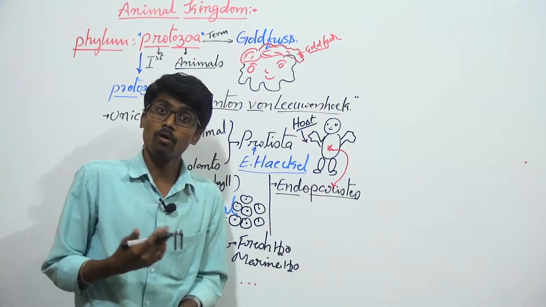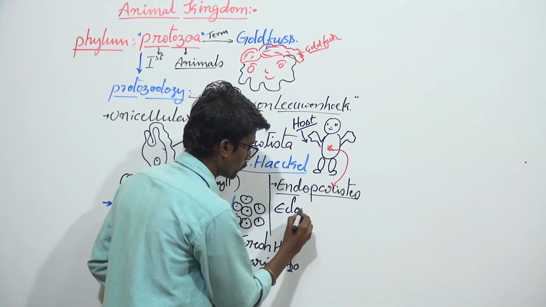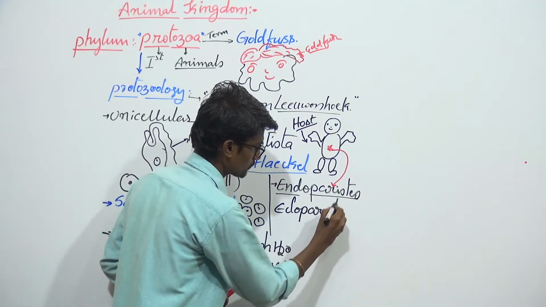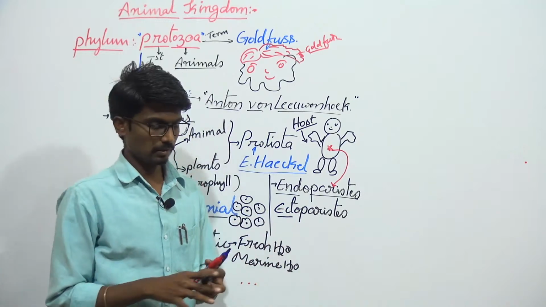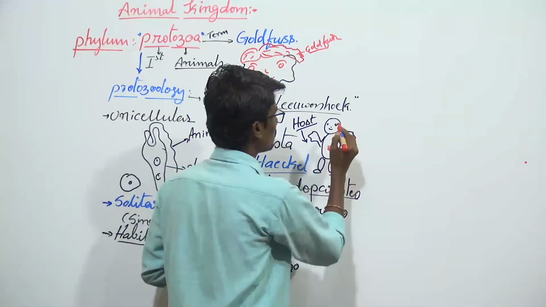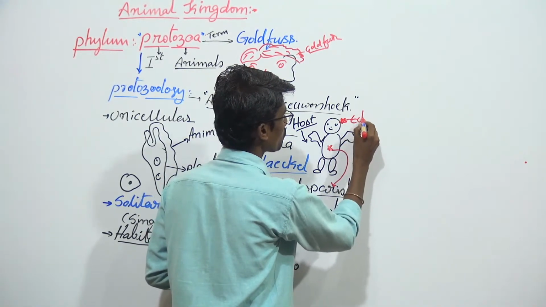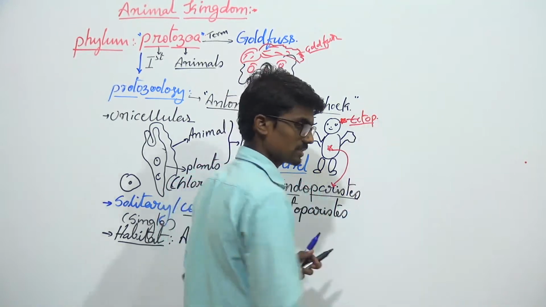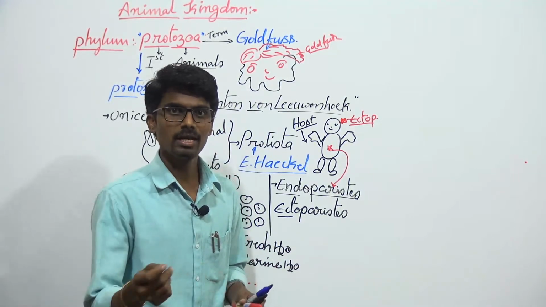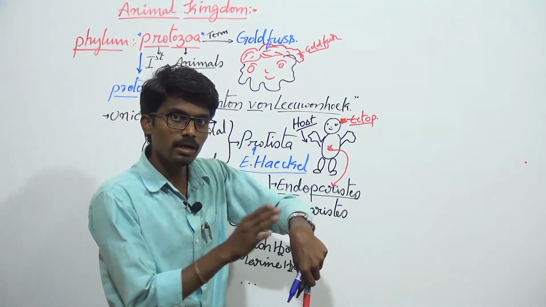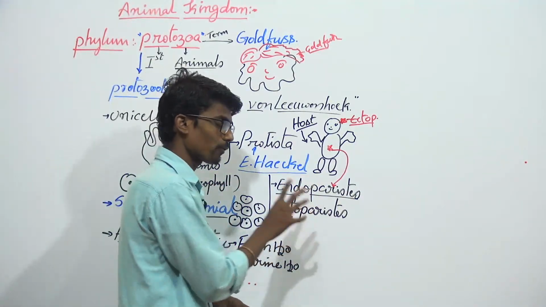And another one is, some of the protozoans are ectoparasites. Ecto means what? Outside the body. For example, you can take this one protozoa. It is present on the body. It is called what? Ectoparasites. For ectoparasites, you may have seen the leech. Leech can suck the blood from an animal. It is present on the body. That's why leech is an example for ectoparasites.